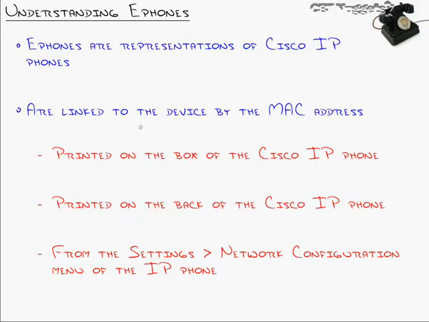First off, it's printed on the box of the Cisco IP phone, so the box that the phone comes in will have a little UPC label that you can scan with a hand scanner that has the MAC address of the phone. Now, it also prints the MAC address right below that UPC label as well. Once you take the phone out of the box, you can look on the back of the Cisco IP phone. As a matter of fact, I've got that right here.